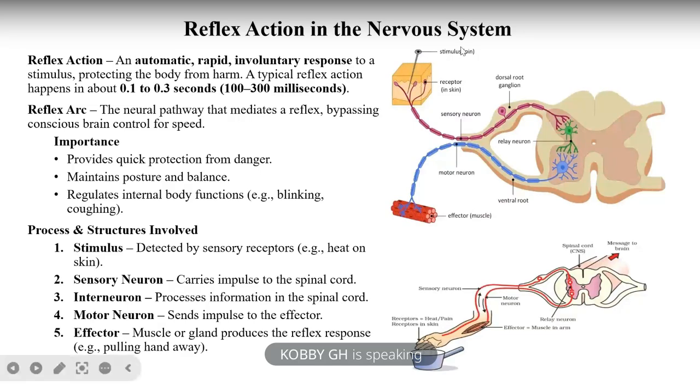Let's say your hand touches a hot object. In a situation like that, the sensory receptors in your skin attached to your sensory neurons will pick the signal. The signal will be transmitted along the sensory neuron, and the information will be sent to the relay neuron. The relay neuron will process the information within the spinal cord. So you see here, the information is not going to the brain. Then it relays the information to where? To the motor neuron. Then the motor neuron sends the information to that part of the body, which we call the effector, which can be a muscle, for an action to be taken.